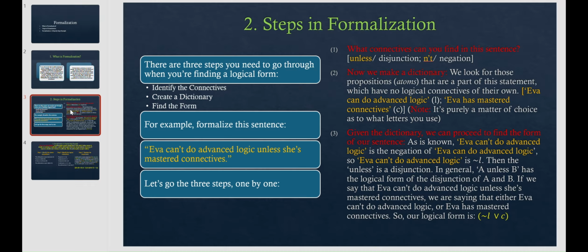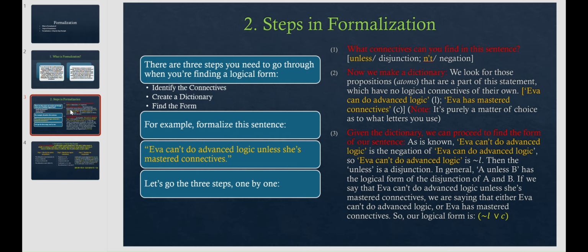Our example is, Eva can't do advanced logic unless she's mastered connectives. And how can we translate this statement into the symbolic language? Let's go through the 3 steps one by one. Okay, step 1. What connectives can you find in this sentence? We have used 2 connectives here: unless, which is disjunction, and not, which is negation.